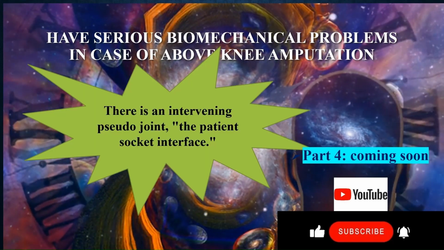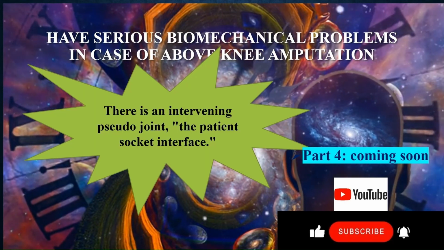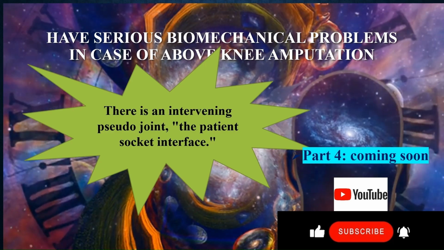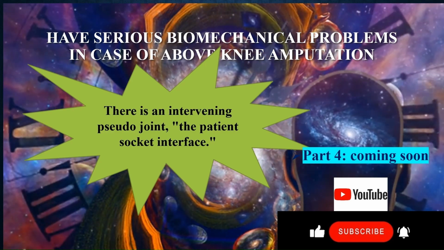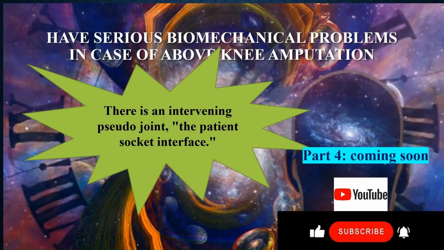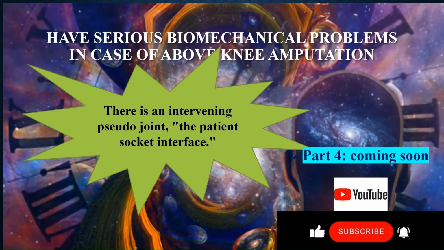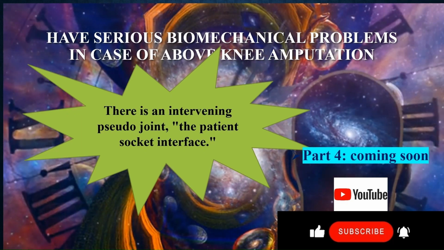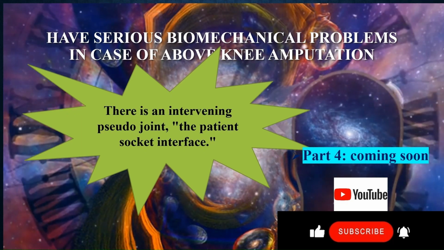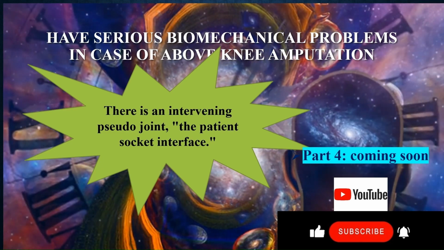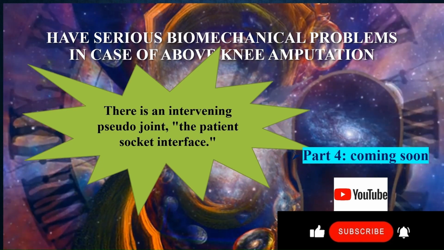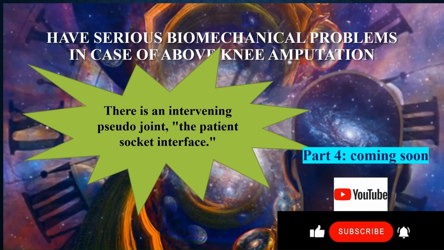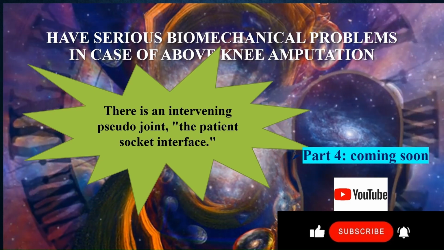Since 1969, it has become increasingly evident that quadrilateral sockets have serious biomechanical problems. And we are dealing with a pathomechanical situation when we consider the case of the above-knee amputee. No longer are bones and ligaments positively connecting the hip to the floor. We will discuss in the next lecture the intervening pseudo-joint, the patient-socket interface.